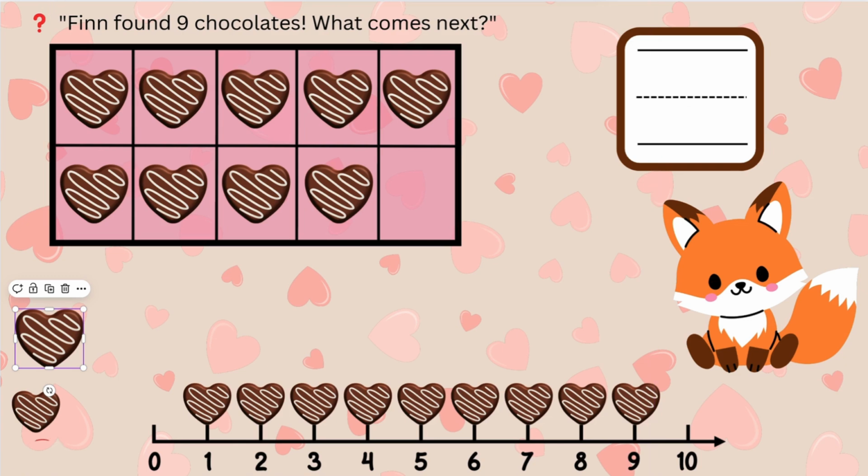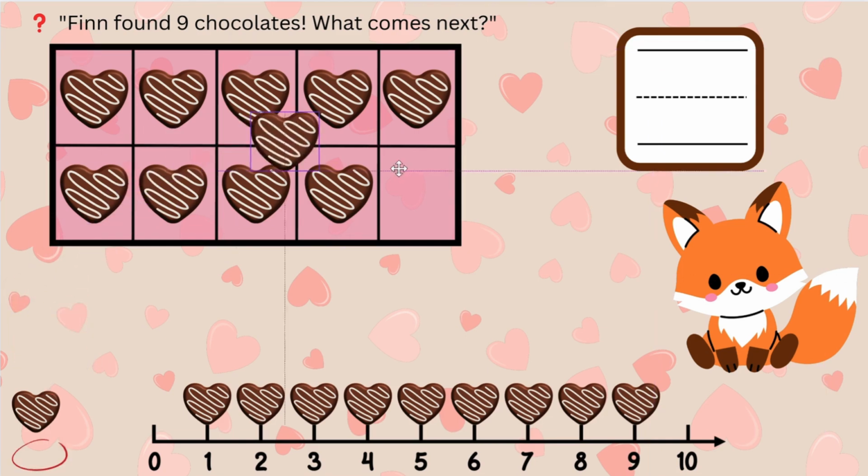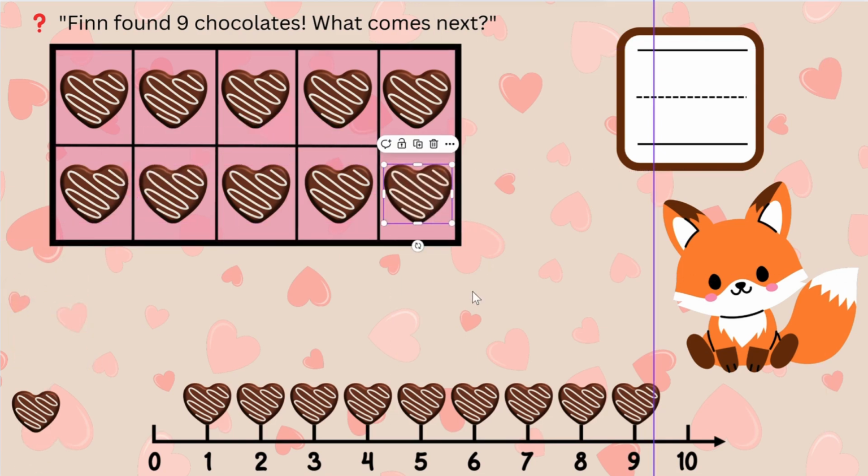Now Finn found 9 chocolates. We're going to find what comes next. So if we have 9 chocolates in our tin frame, let's count. 1, 2, 3, 4, 5, 6, 7, 8, 9. What comes after 9? The number 10. Now we have 10 chocolates in our tin frame. We have 10 spots in our tin frame for 10 chocolates. You filled it all up. Pat yourself on the back.